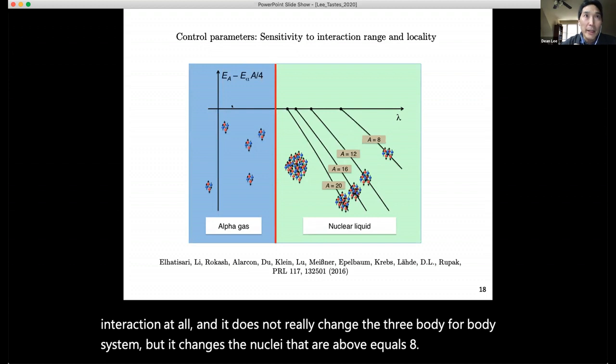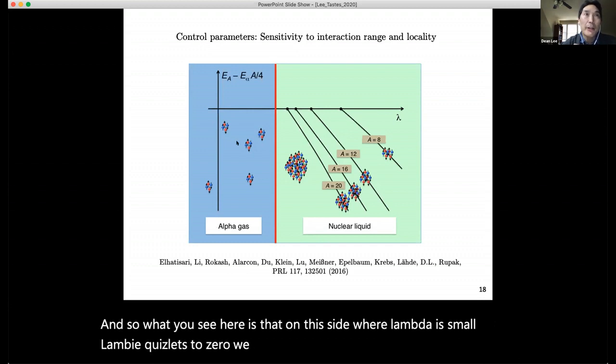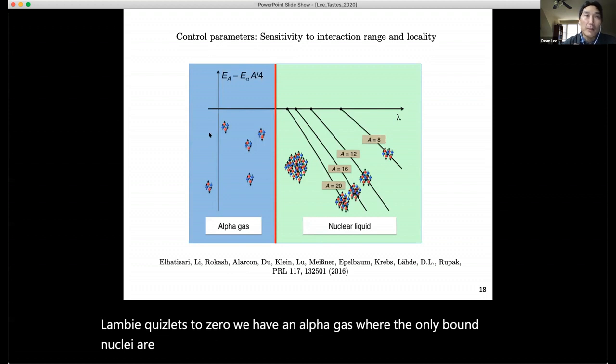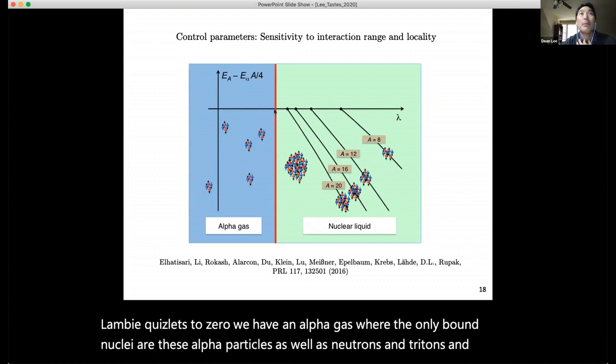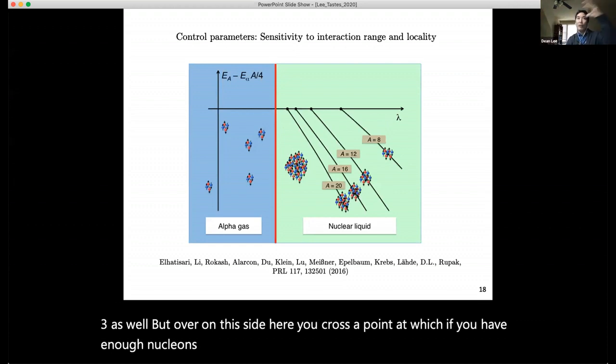And so what you see here is that on this side, where lambda is small, lambda equals 0, we have an alpha gas, where the only bound nuclei are these alpha particles, as well as neutrons and tritons and helium-3 as well. But over on this side here, you cross a point at which, if you have enough nucleons, they stick together. They form a nuclear liquid droplet.